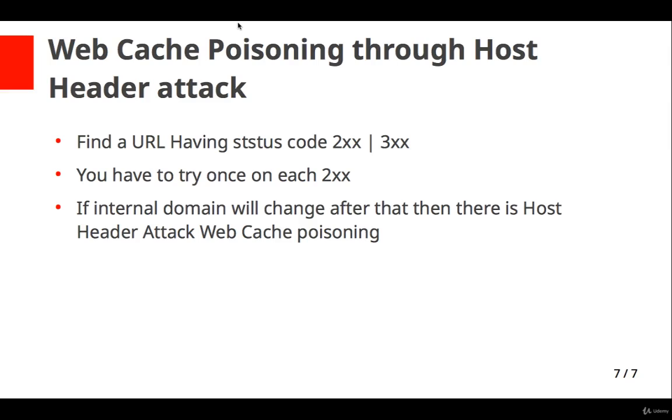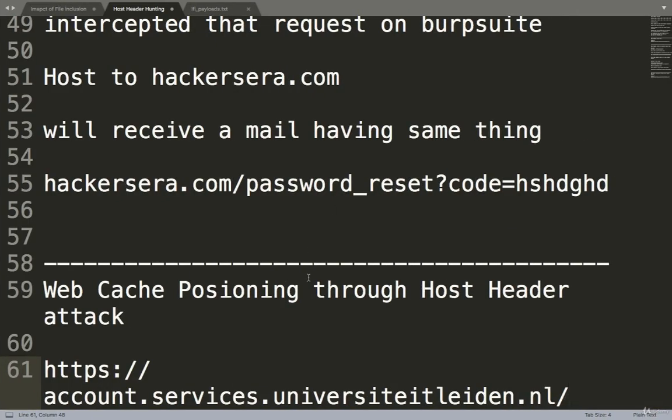Now we will see web cache poisoning through a host header attack. You have to find a URL having status code either 2XX or 3XX, and then try once on each 2XX or 3XX. If the internal domain changes after that, then there may be a host header attack or web cache poisoning. So let's try on this website.